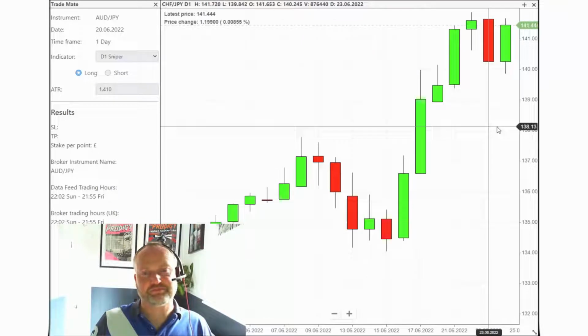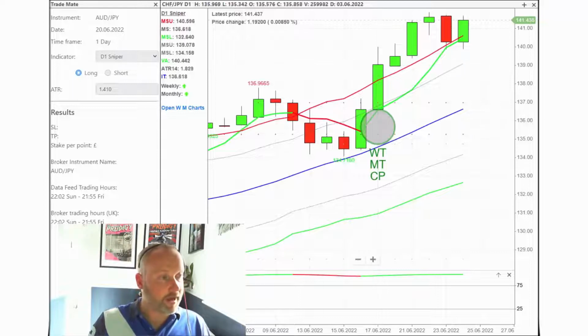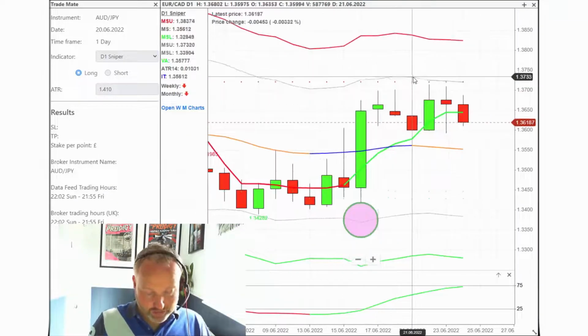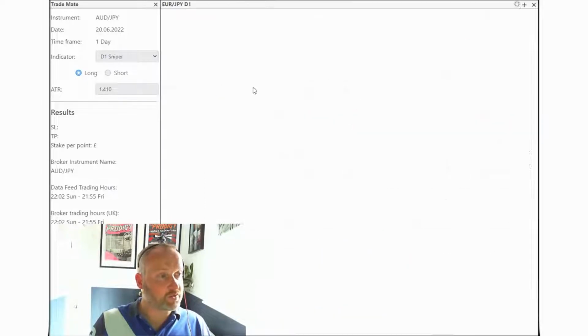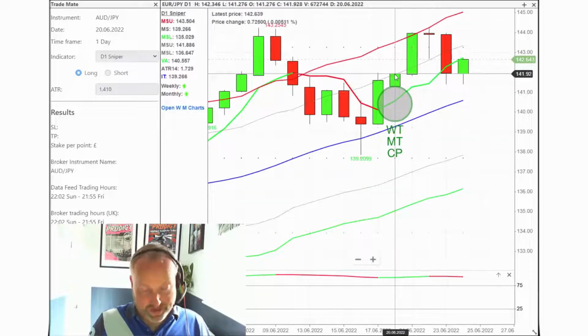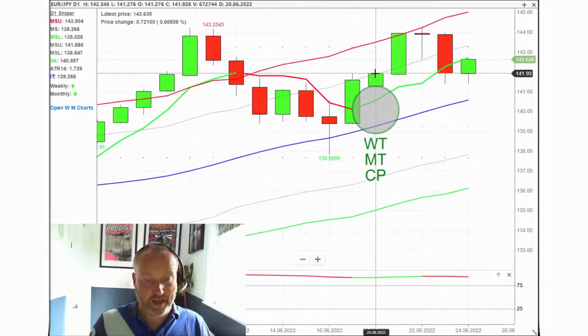Swiss yen. Nice profit on that one. That was a 60-point winner from that buy from the 17th of June. Euro against the Canadian dollar was another buy trade. That was a 50-point winner there, as well as euro yen. So some decent euro pairs there. The buy there for 60 points. Let's just get rid of that so we can see a bit more of the chart. So 60 point profit there.